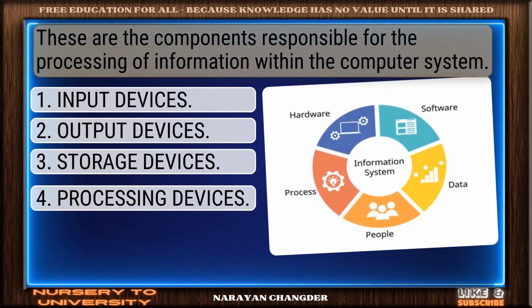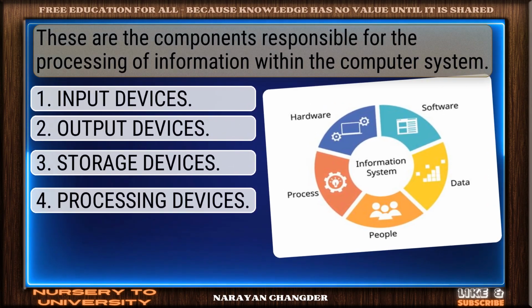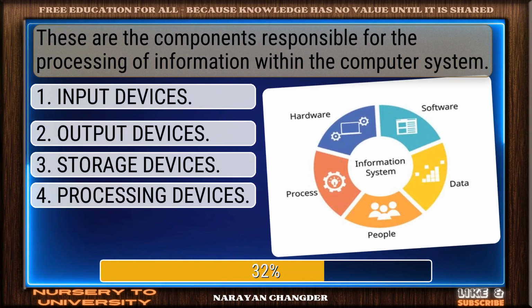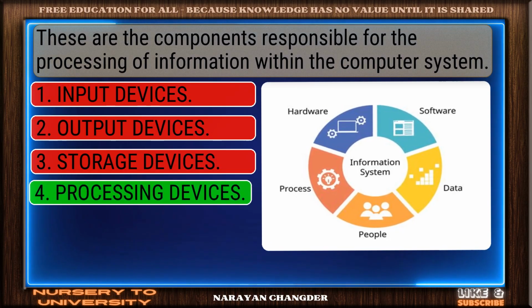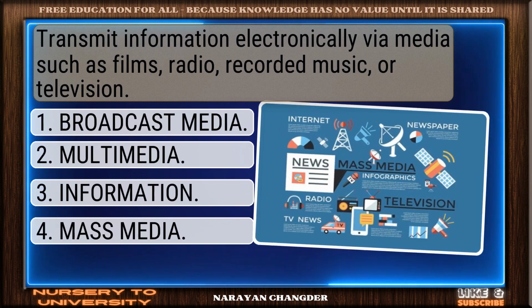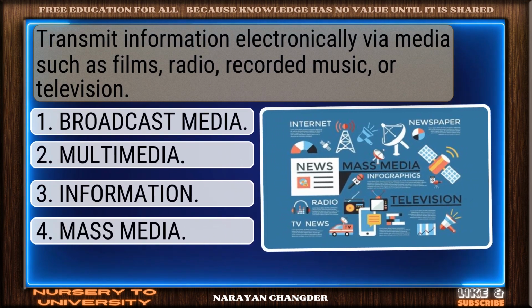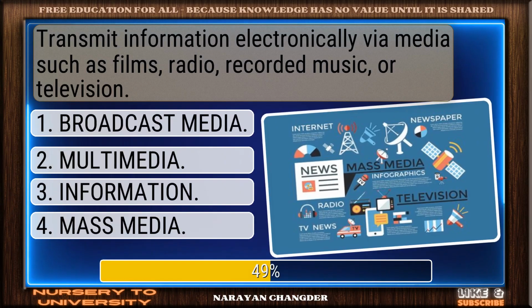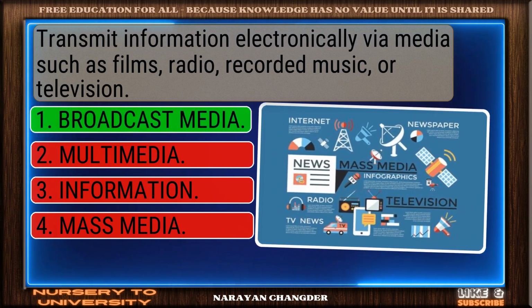These are the components responsible for the processing of information within the computer system. Great job. Processing devices is accurate. Transmit information electronically via media such as films, radio, recorded music, or television. Right again. Broadcast media is valid.